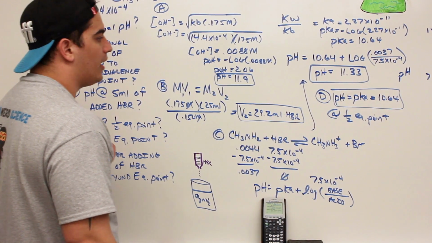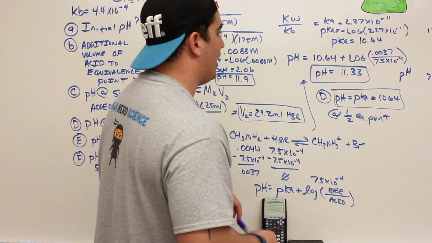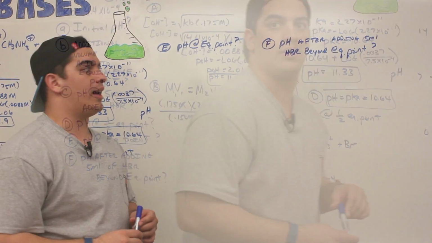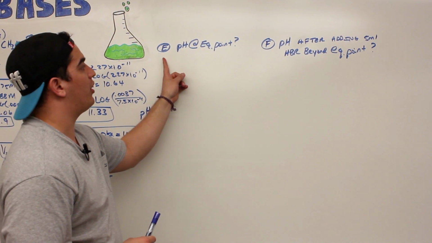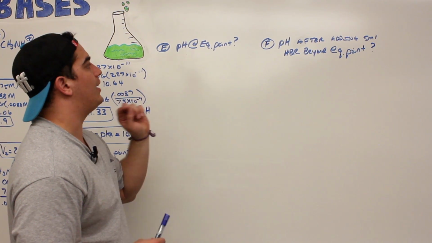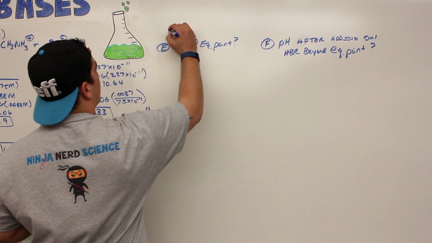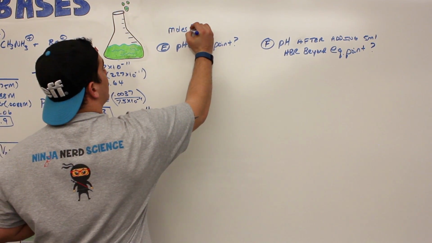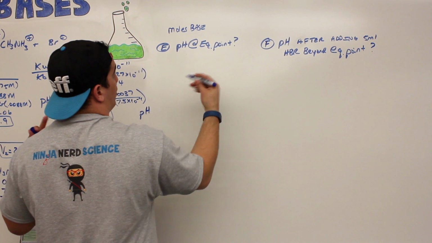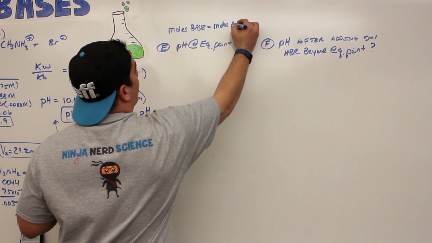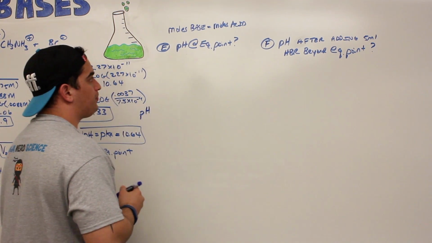Now let's do E. Let's calculate the pH at the equivalence point. Let's go over here and make some more room so we can do some more of this. Okay, so let's continue. What was part E of this? It says, what is the pH at the equivalence point? What does the equivalence point mean again? We need to remember this. Moles of our base, in this reaction our weak base, the methylamine, equals the moles of the acid. In this case, we're reacting with the HBr.